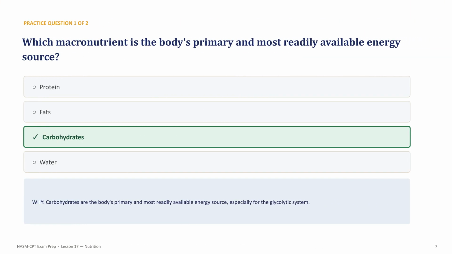Let's check your understanding. Question. Which macronutrient is the body's primary and most readily available energy source? Take a second and think it through. The correct answer is carbohydrates. Here's why. Carbohydrates are the body's primary and most readily available energy source, especially for the glycolytic system.